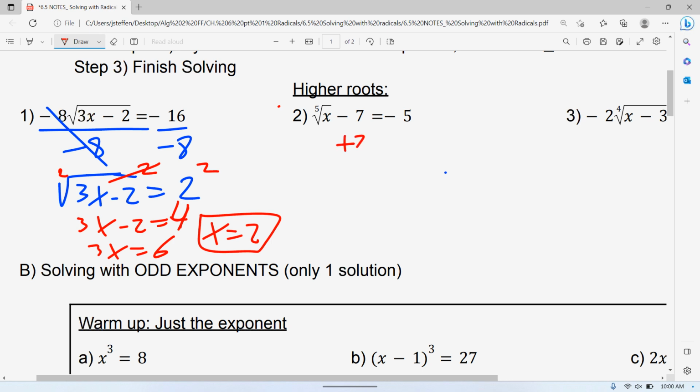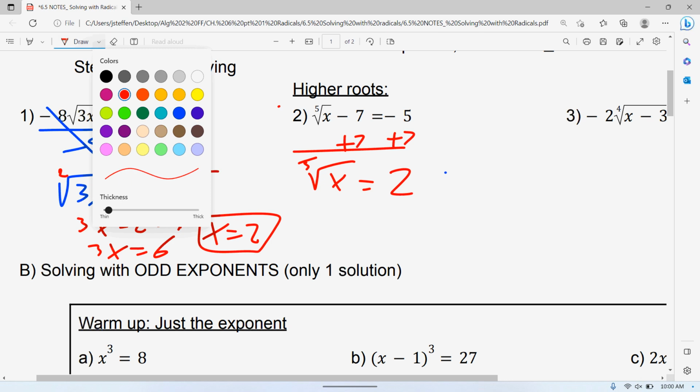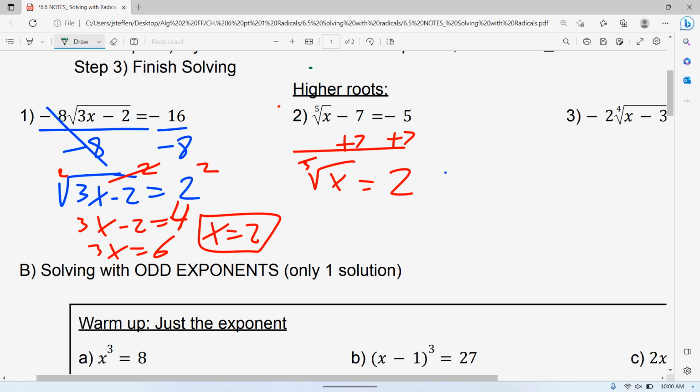Then we get the radical by itself, so we add 7. So the 5th root of x is equal to positive 2. You need to raise it to the 5th power. Make sure you do it to both sides. So that cancels. X is equal to 2 raised to the 5th. Either use a calculator or the exponent sheet. That ends up giving you 32.